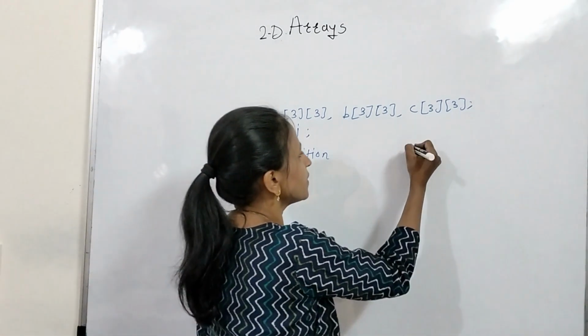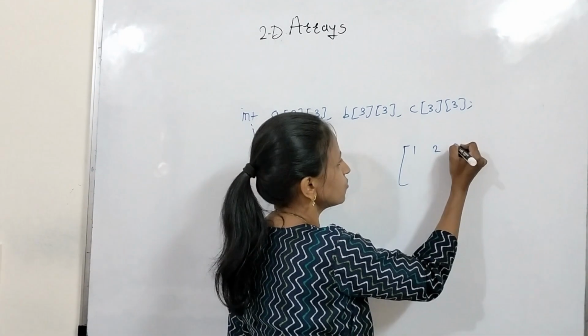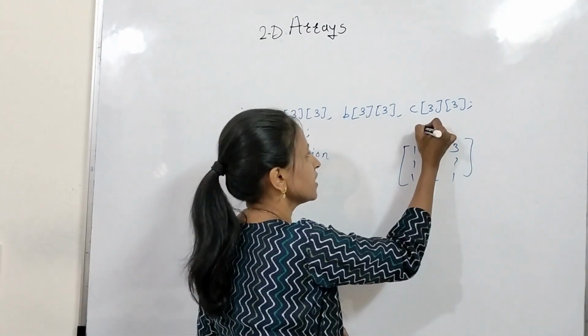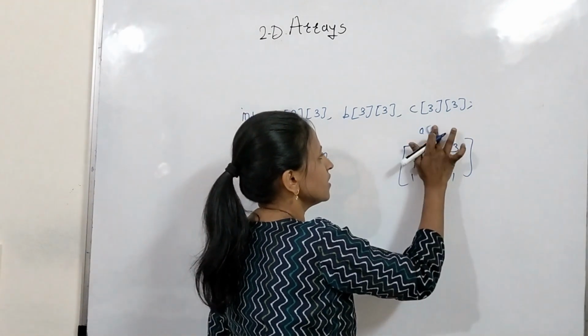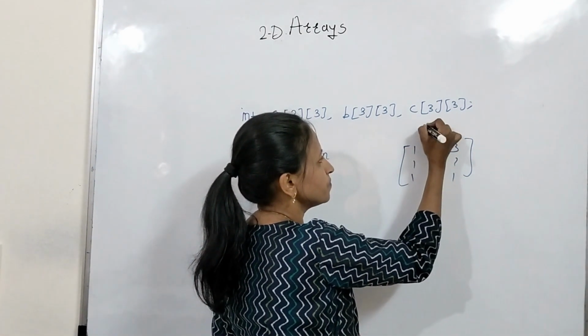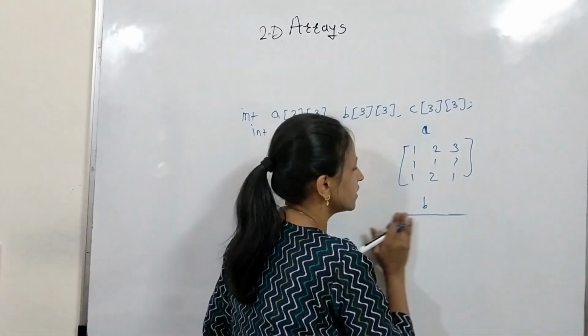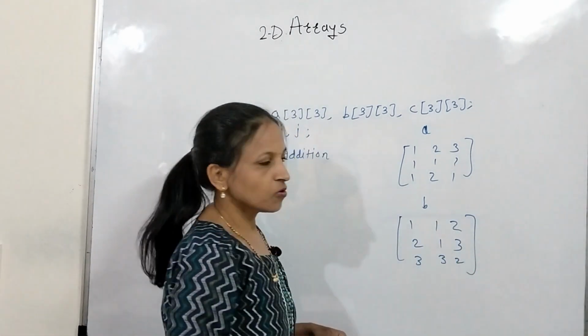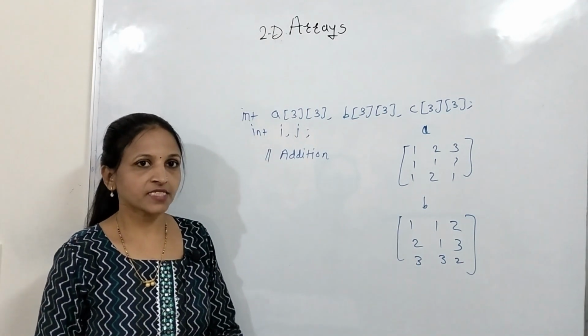See, let the first matrix be like this, 3 by 3, this is 1 2 3, 1 1 1, 1 2 1. In this way the first matrix, like the A matrix. Then the second matrix, consider B is like this, suppose. Okay, I want to add these two matrices. Then what is to be done?